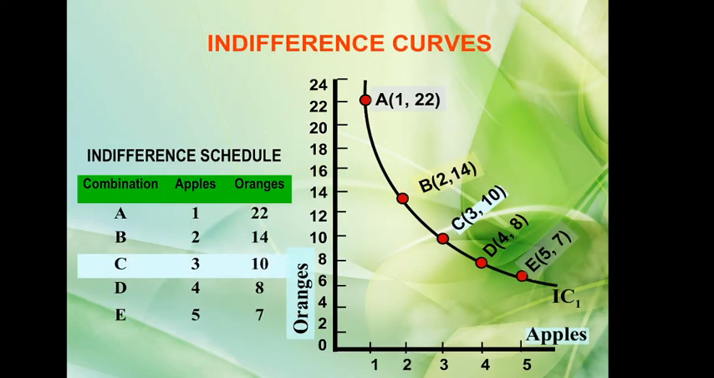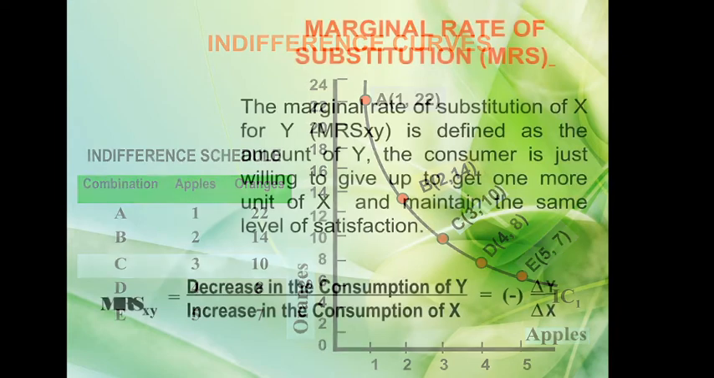Now we will see the indifference curve with the help of the schedule. As we can see, the indifference curve is sloping downwards from left to right, and on that curve we can see the combinations which give the same level of satisfaction to the consumer.